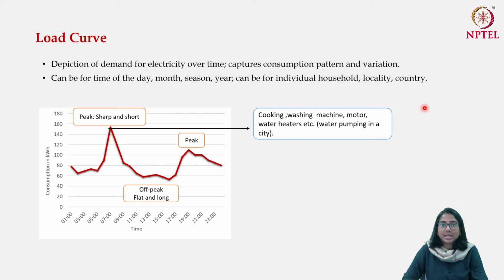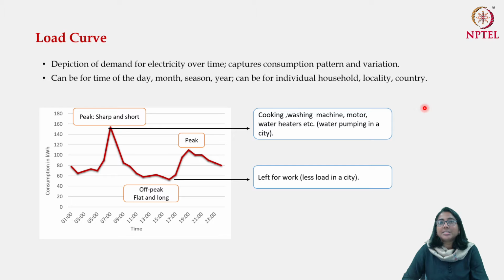Once these activities are done, they all leave for the offices or the schools or for some outside activities, and therefore there is hardly any electrical equipment that is on in the house. And therefore you see a prolonged valley, or prolonged off-peak period, for this particular household. So basically the office hour duration coincides with the off-peak period for this particular household. Everybody has left for work.